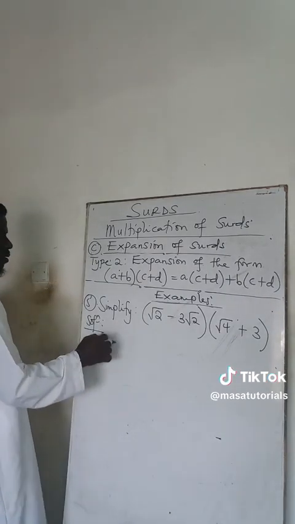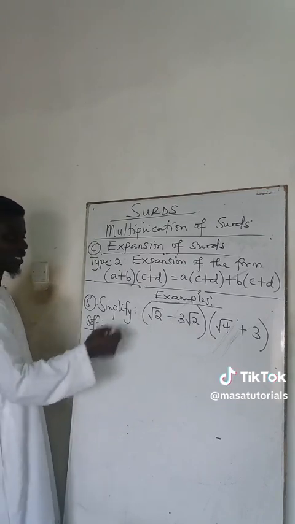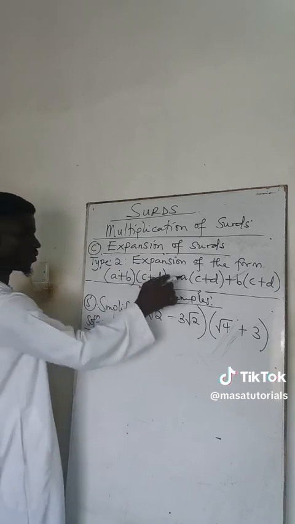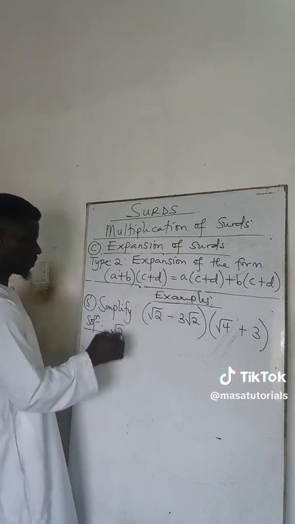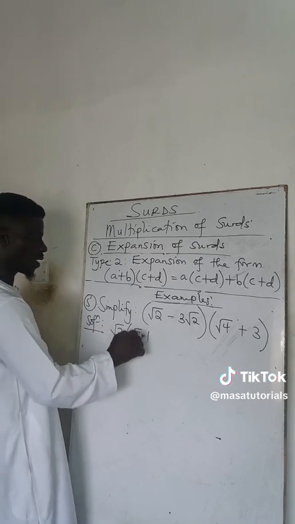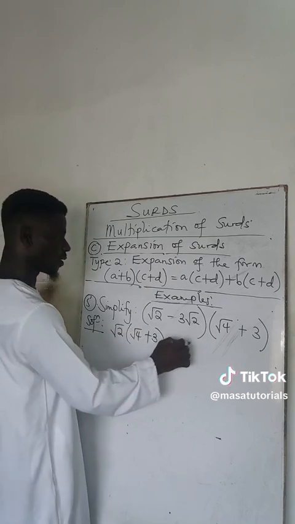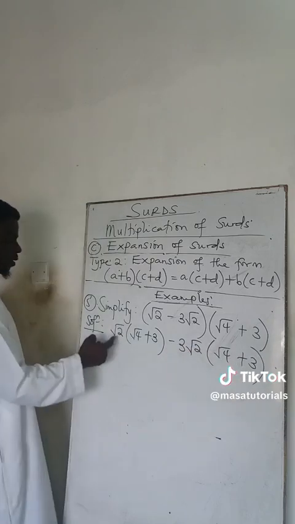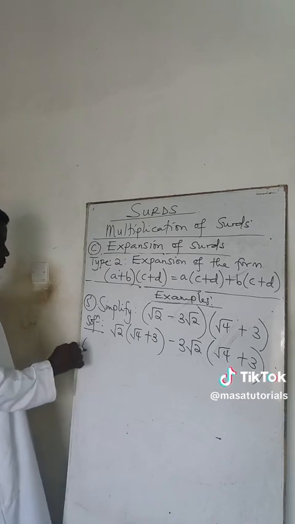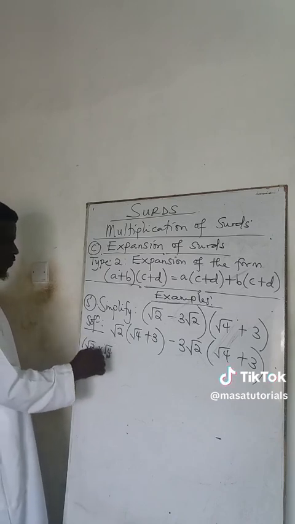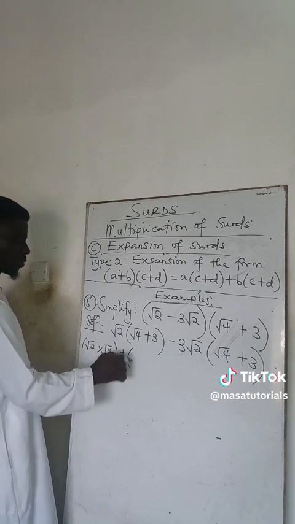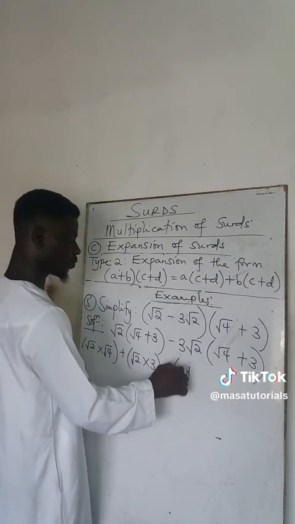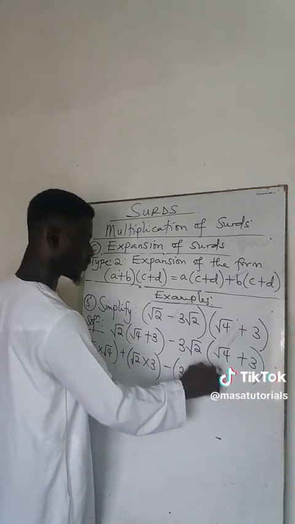Now let's see, for this, you have 2 ways, and I'll show you the 2 ways. You can use this one to solve. Square root of 2, so let's use the expansion. Square root of 2 times square root of 4 plus 3, then here minus 3 square root of 2 times square root of 4 plus 3. Now, square root of 2 will multiply square root of 4, and plus square root of 2 will multiply 3, minus 3 square root of 2 will multiply square root of 4.